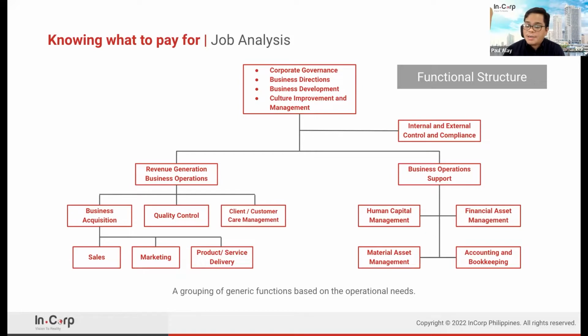And then, as you can see, over to the left side, there's a section that branches to the revenue generation or the business operations, while on the right side, it's the business operation support. So with this kind of functional structure, we have a better idea of what functions are essential for the organization to operate on its own.